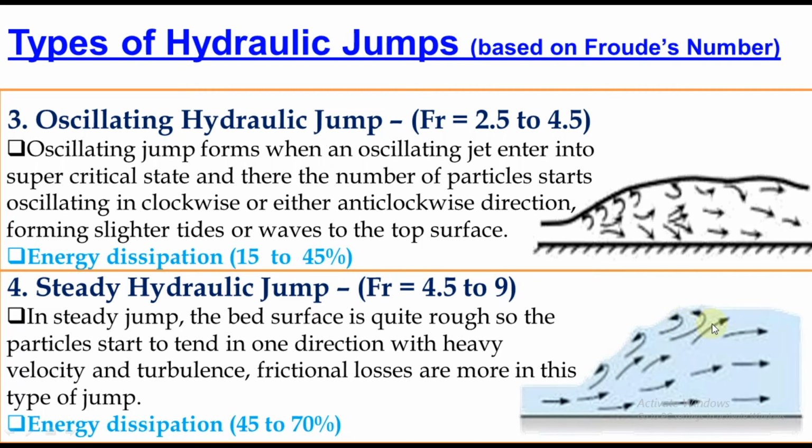And obviously there is a considerable change in water depth after the formation of the hydraulic jump. If you see here, the depth of flow before the jump and the depth of flow after the jump differ considerably, and this can be effectively used for different purposes. For example, a steady hydraulic jump can be used at the downstream of small channel sections like a weir or notches, so we can dissipate the huge amount of energy carried by the water. The energy loss in this type of jump is about 45 to 70%.